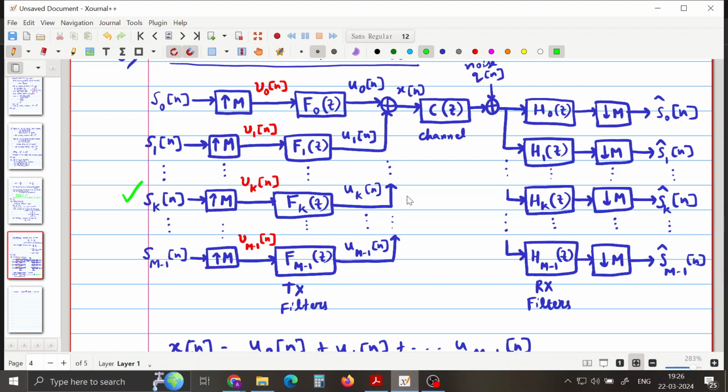Now we know that these filters F k of z are all LTI systems, right? And if you pass an input to an LTI system and get an output, the output is expressed as the convolution of the input and the impulse response of the LTI system. This filter is characterized by the z transform capital F k of z, and by the convention, capital F k of z has an inverse z transform, which is small f k of n, the impulse response of the LTI system. Now if I perform the convolution of the input, that is v k of n, with this impulse response, small f k of n, I'll get the corresponding output of that branch, which is u k of n.